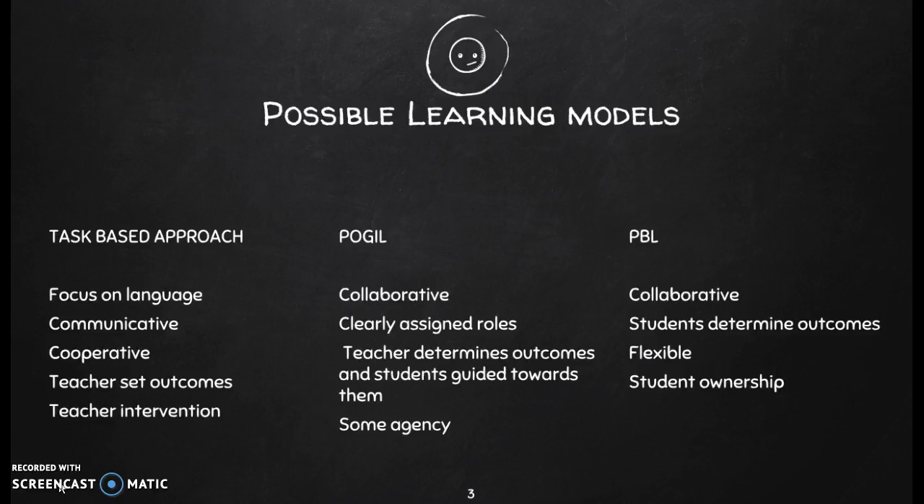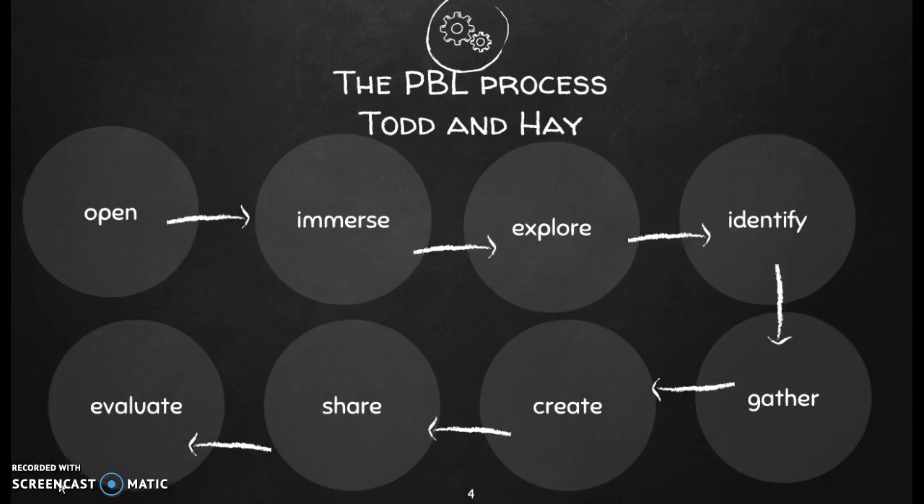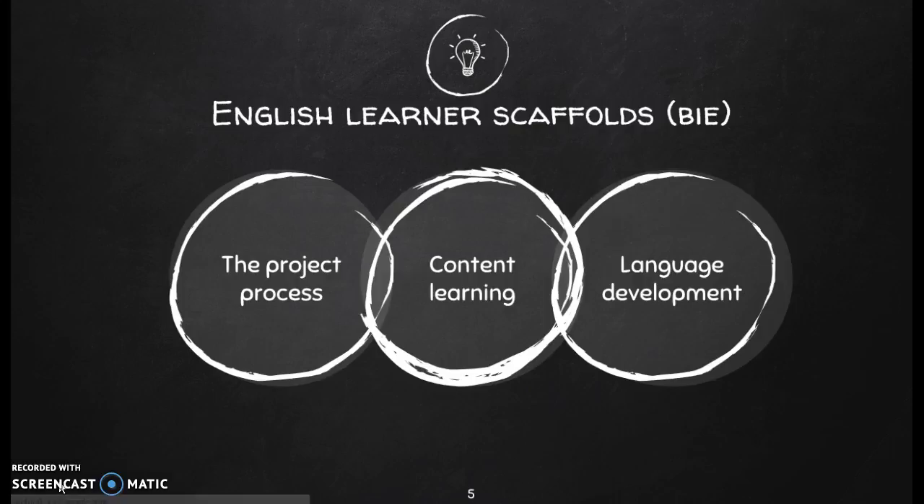I also looked at the POGIL model, which I liked in some respects with regards to the clearly assigned roles, but I was concerned that the students wouldn't have enough agency as the teacher determines the outcomes. So I'll be following the project-based learning process by Todd and Hay. There are 8 stages. I'll also be using the English language learner scaffolds on the Buck Institute website, which allows for language scaffolding.